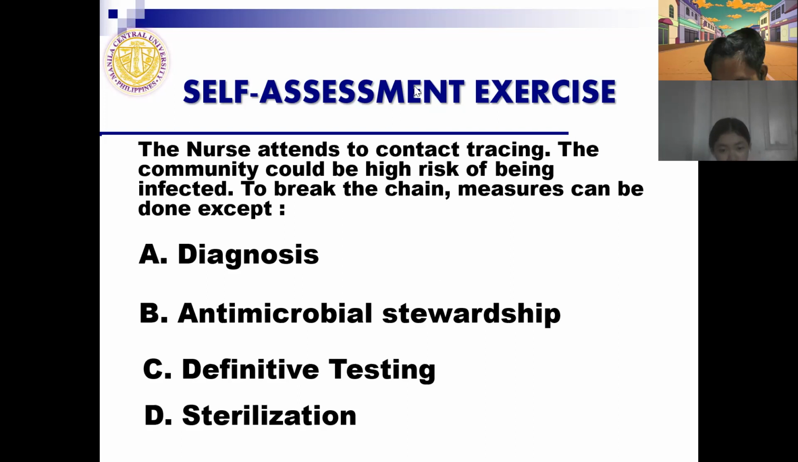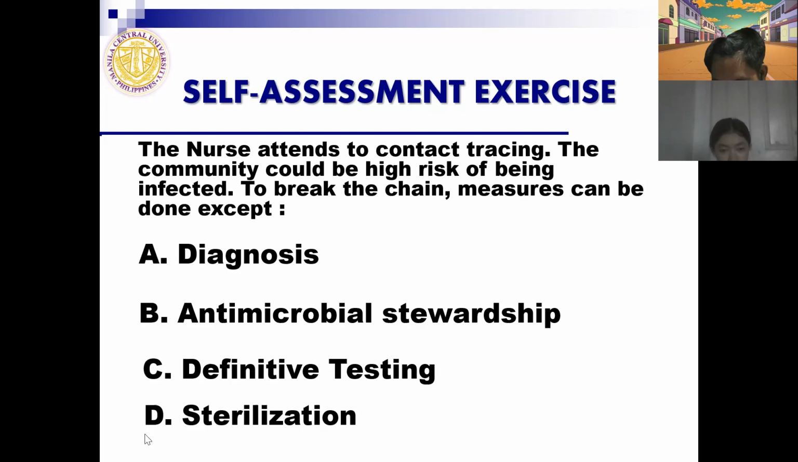Other one, we may call Antoinette Dairit. Antoinette? Sir, B po. B as in antimicrobial stewardship? Yes po. Okay, thank you. Thank you so much. Two of you answered except letter A, diagnosis. Okay. And one of you answered letter B. Okay. Let us reveal the answer, ha?